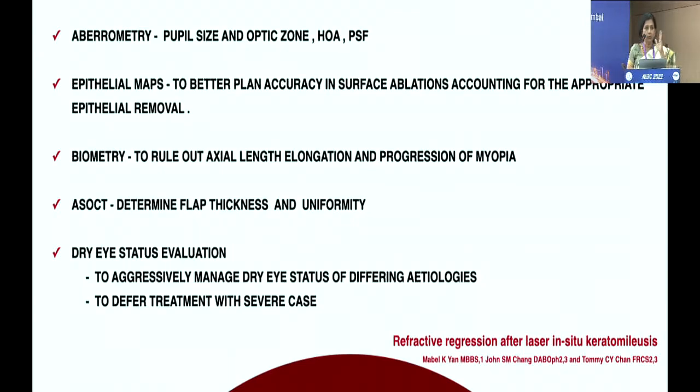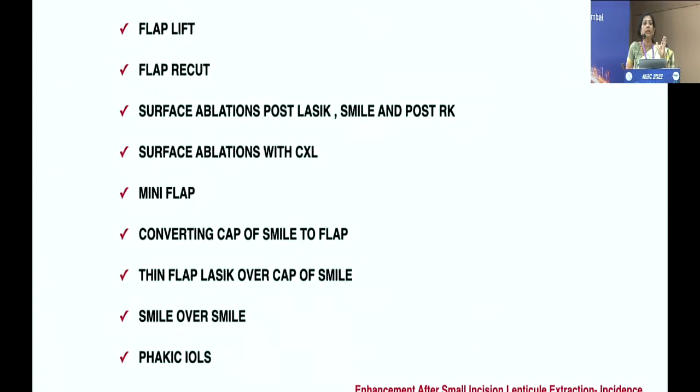Biometry will help you to know whether there has been an elongation of the eye. AS-OCT will tell us whether the flap thickness is uniform. It will give you an idea whether you're going to lift the flaps. Again, dry eye status evaluation is mandatory, because if the eye is severely dry, then we would like to treat it before we do an enhancement. So the options are all of these.